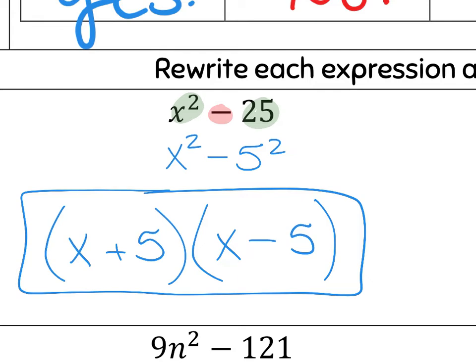Look at the top of your paper. It says a squared minus b squared equals a plus b, a minus b. So it's saying if you have two things that are perfect squares that we're subtracting, you can take the first thing plus the second and the first thing minus the second and put them in parentheses. Those are your factors. Can we do the next one?